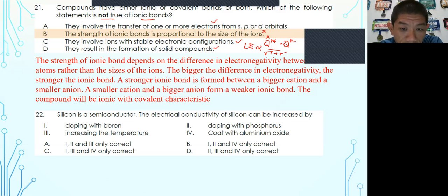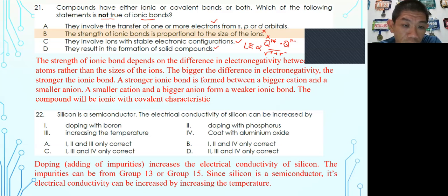22. Silicon is a semiconductor. Electrical conductivity can be increased by how? So electrical conductivity of silicon can be increased by either doping with boron, doping with phosphorus, and increasing temperature. So this is a very direct question. So the best answer in here is A.